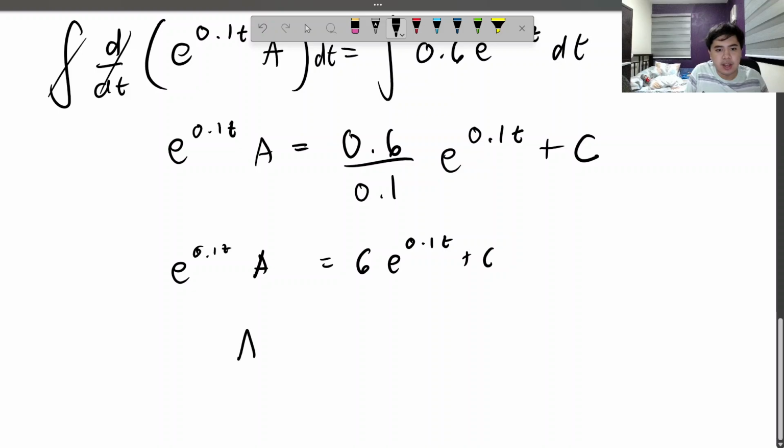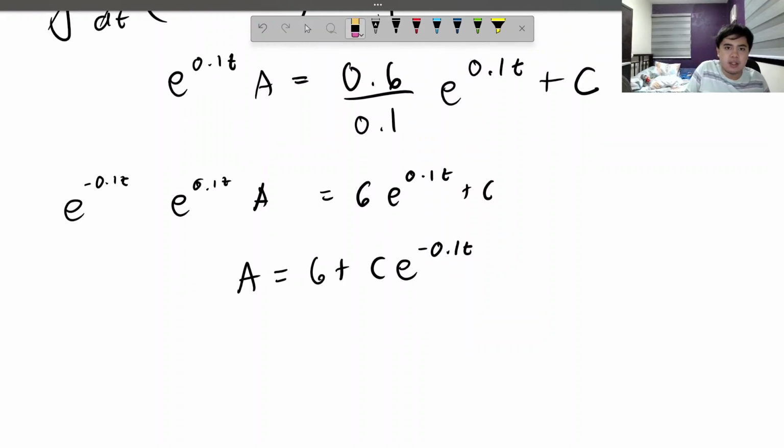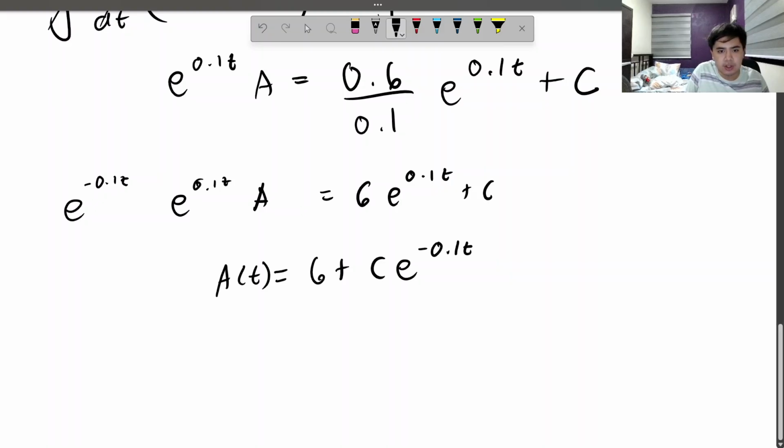Okay, to isolate A, we have to multiply by e to the negative 0.1 t. We get 6 plus c times e to the negative 0.1 t. All right, so this A is actually A of t, a function of t, since it's alone here now. So A of t is 6 plus c times e to the negative 0.1 t. We have our equation that's not a differential equation. We have our general solution. Now we need a specific solution.